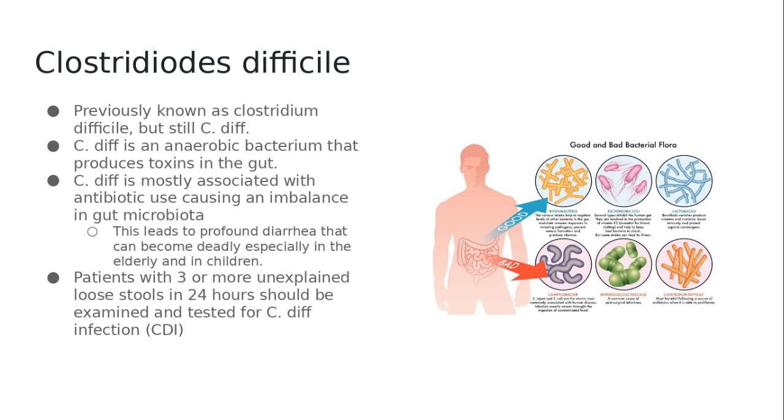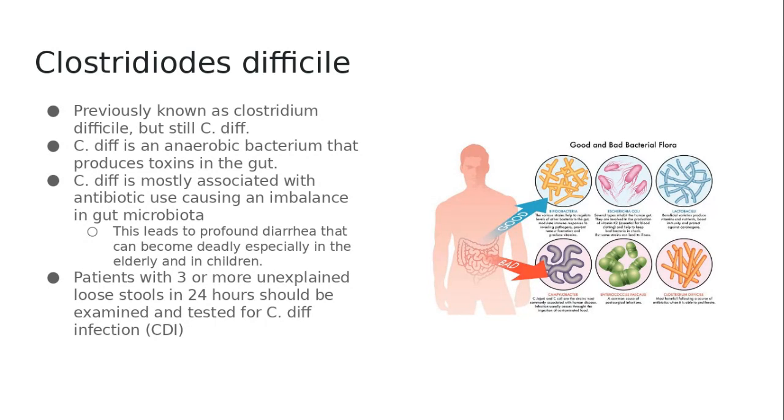So just a basic overview of C. diff. Right now, it's been classified into the genus Clostridioides. It was previously Clostridium, but thankfully that allows it to still be C. diff. So that's commonly what it'll be referred to, and that's what we'll refer to it as. C. diff is an anaerobic bacterium, which means it doesn't really need oxygen to breathe, so it's able to grow in places like your gut. And it produces toxins that cause illness, which is typically associated with stool, so unexplained profound diarrhea.